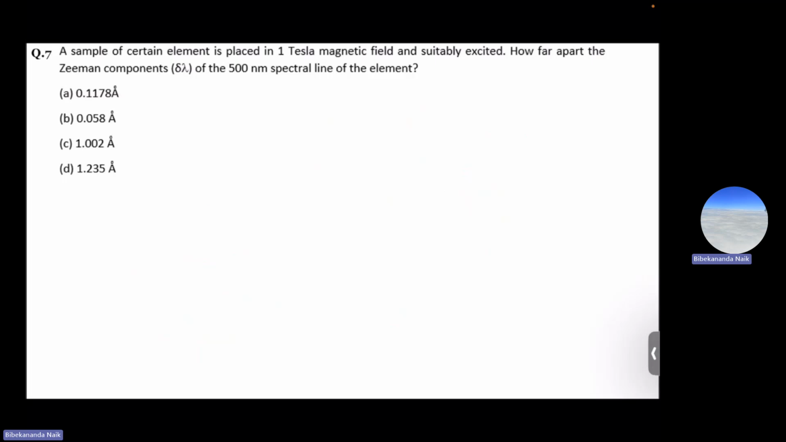Now I move to question number 7. Question number 7 says, a sample of certain element is placed in 1 Tesla magnetic field and it is suitably excited. How far apart the Zeeman components of 500 nanometer spectral lines of the element will be? Options are option A 0.1178 Angstrom, option B 0.058 Angstrom, option C 1.002 Angstrom, or option D 1.235 Angstrom.